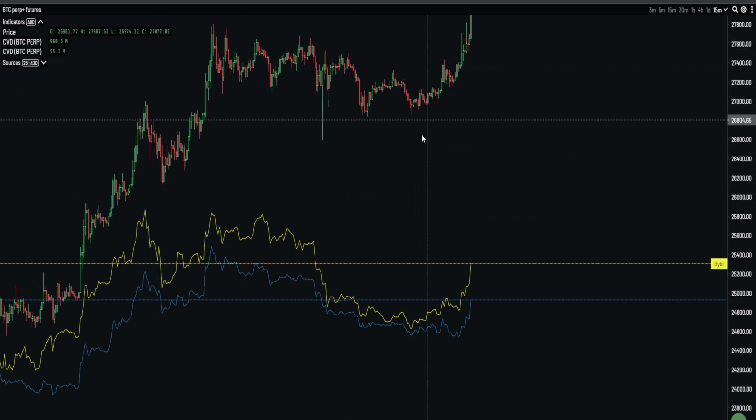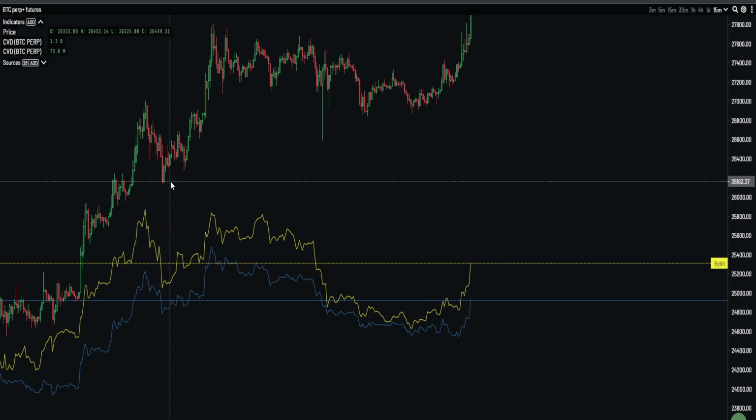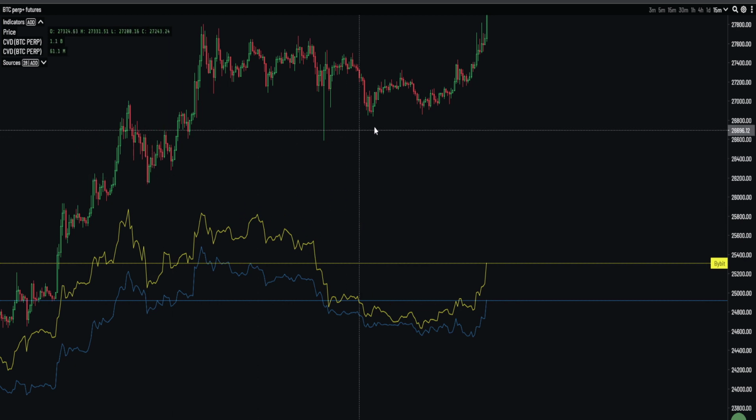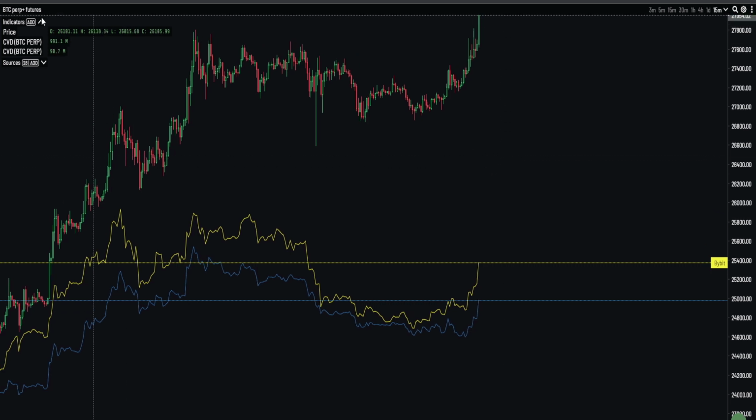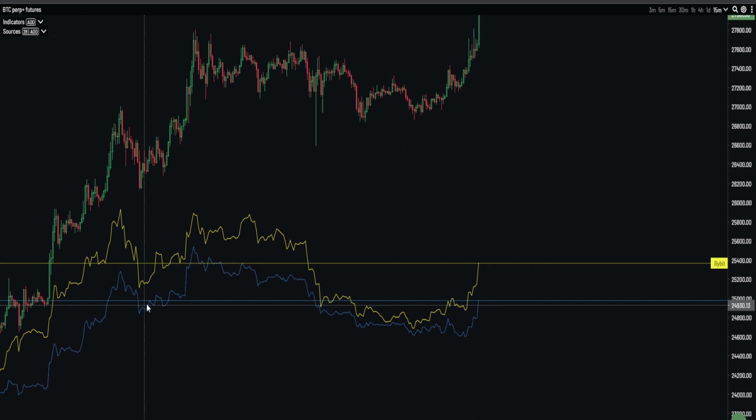However, if we look at this range and the lows over here, you can see that the low on the yellow line and the lows over here on the blue line are below the lows created over here. So what this basically means simply is there's a higher low between this range and this range. There's a higher low, but there is a lower low on both of these lines at the moment on the CVD, cumulative volume delta, in case you want to Google.